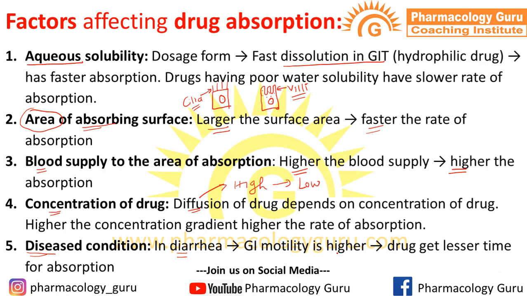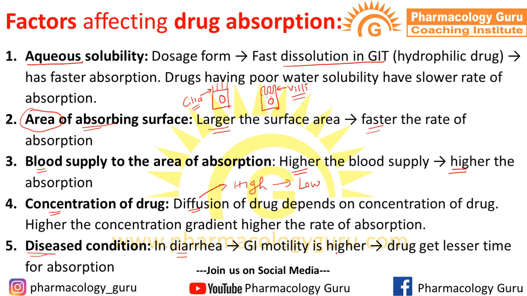So these are the five factors, right? Aqueous solubility: if the dosage form is soluble in the GI media, then the absorption would occur. Dissolution is the first important thing; the dosage form must be soluble inside the GI media. The second is area of absorption: if the area is big, the absorption would be fast. The third is blood supply to the area of absorption: high blood supply, faster absorption. Then concentration of drug: if the concentration is more, then the diffusion would be fast.